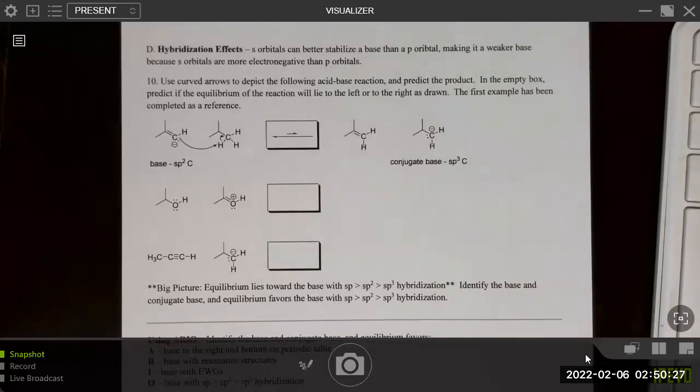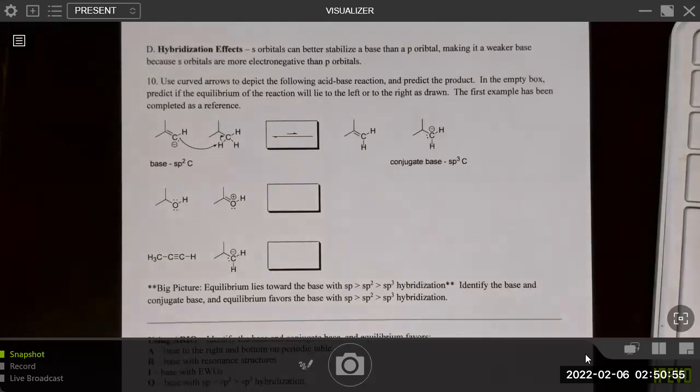And if it can better stabilize electrons, making it a more stable base, then it's a weaker base. Another way of explaining that is to say that s orbitals are more electronegative than p orbitals. Basically, electrons in an s orbital are more stable because they're closer to the nucleus, and because they're closer to the nucleus, it's just like electronegativity.